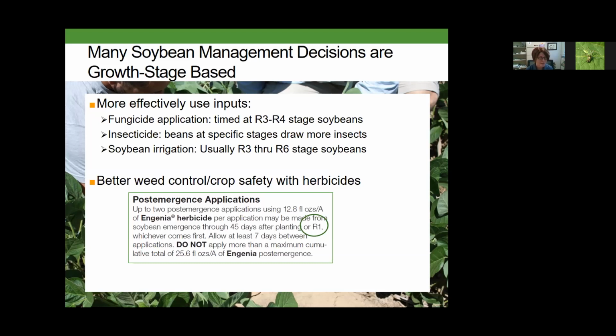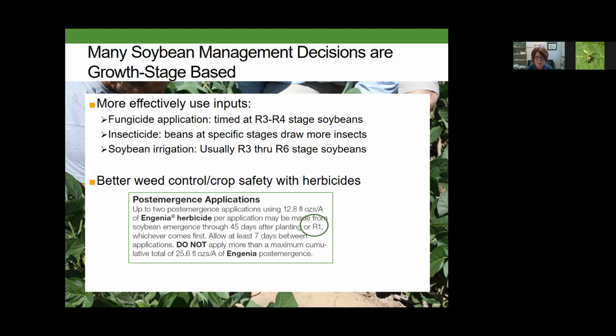And irrigation is another one. We can irrigate soybeans year round. But I think Dr. Shakufa has shown that there are some key growth stages, usually between R3 and R6, that we do a better job, we're more efficient irrigating.